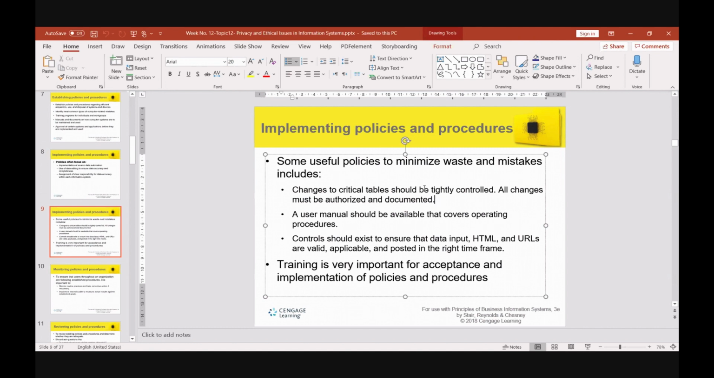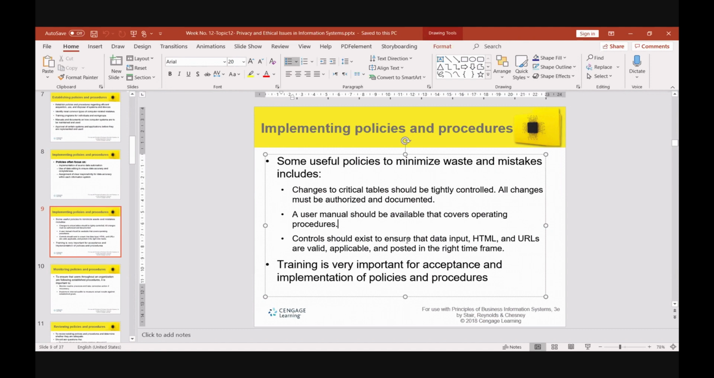This will give you some deep analysis. So changes to critical tables should be tightly controlled. All changes must be authorized and documented. Whenever a change occurs, there must be evidence. A user manual should be available that covers operating procedures. Yes, the manual is always very helpful for any information system. For example, Blackboard has very rich features, and I don't know how to conduct exams or how to create multiple questions in it. So there must be a manual, so I can go read the manual and do that. So this can be part of your policy.